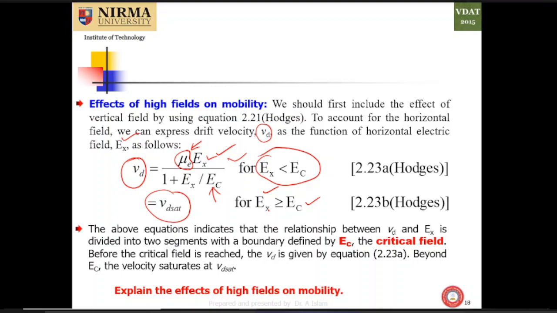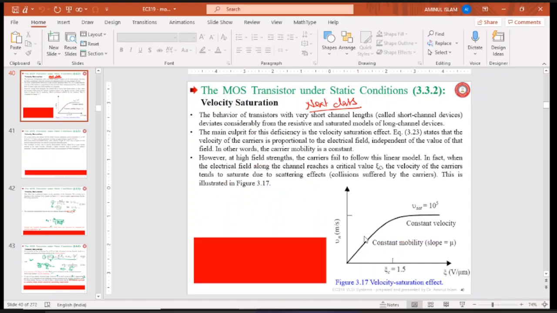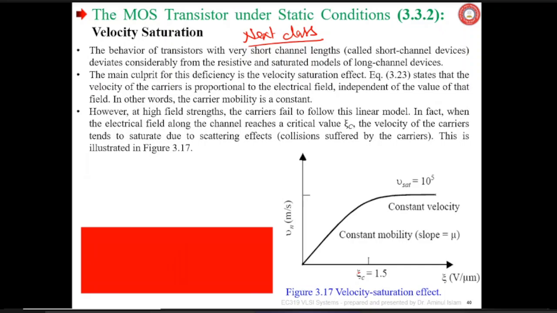So with this, I want to go back to our original slide, leaving behind this. It is the same thing we were discussing earlier: drift velocity at low field increases linearly, but afterwards, when EC is reached, the velocity of the carrier saturates.